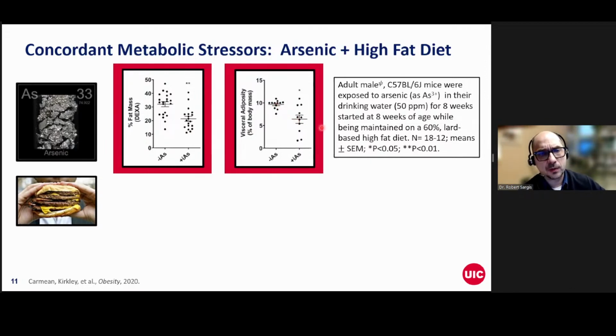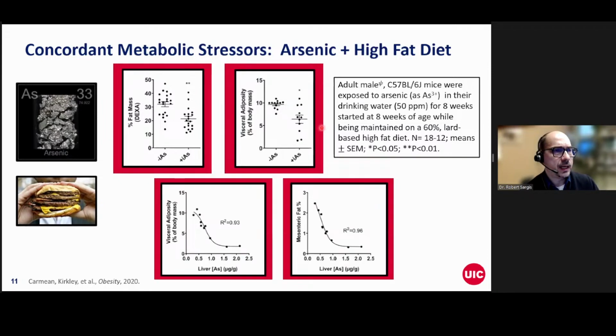And this was seen both by DEXA scanning as well as at necropsy when we actually weighed out the different adipose depots. And I think what was most striking is when we look then at the arsenic levels in the liver and how they correlated with adiposity, we saw a marked concordance between these curves. There was a tight relationship between liver arsenic levels and visceral adiposity. And this is total visceral adiposity, and this is specifically the mesenteric depot.